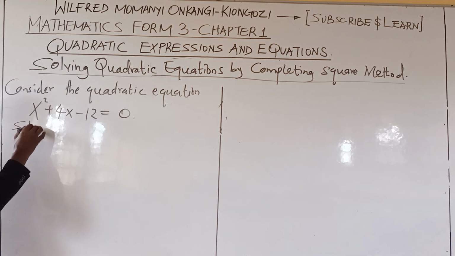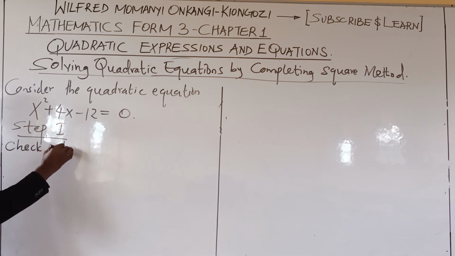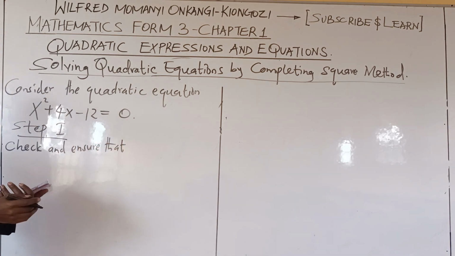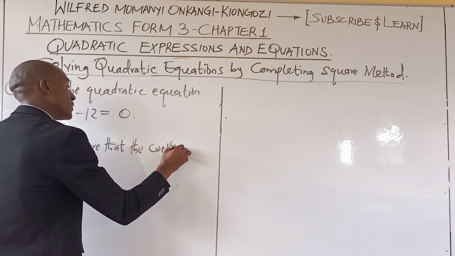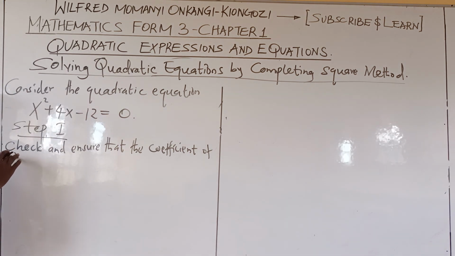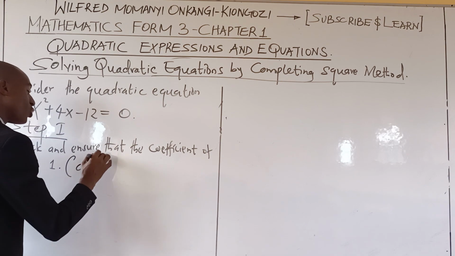Step 1, the first step. Check and ensure that the coefficient of x squared is 1. In this case, we are saying a must be equal to 1.